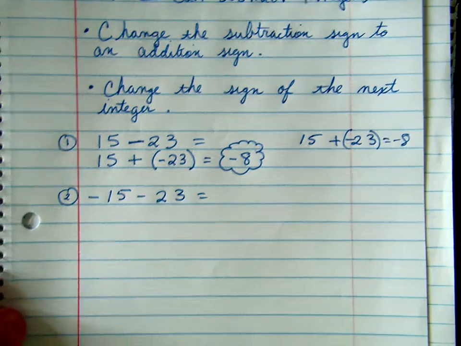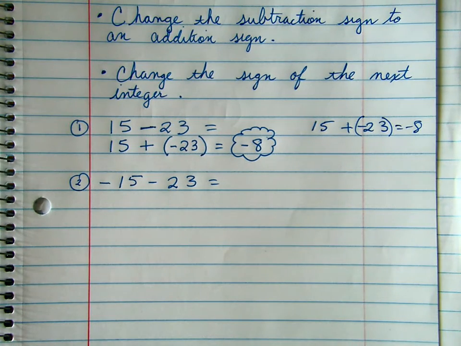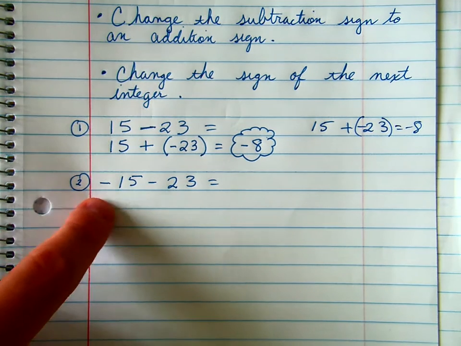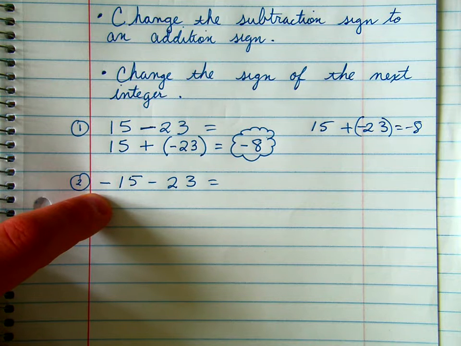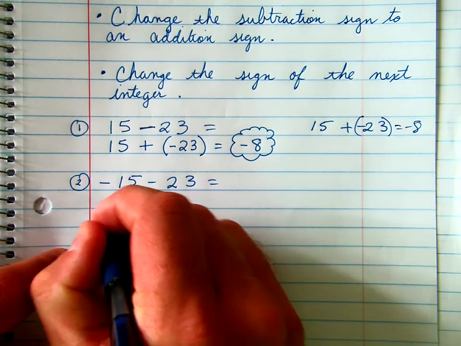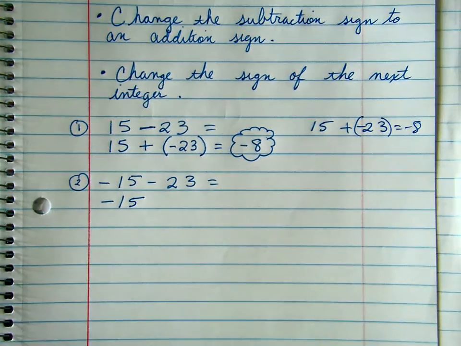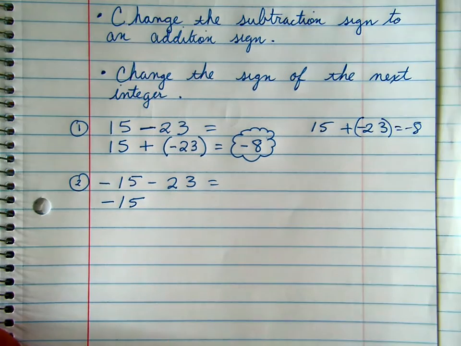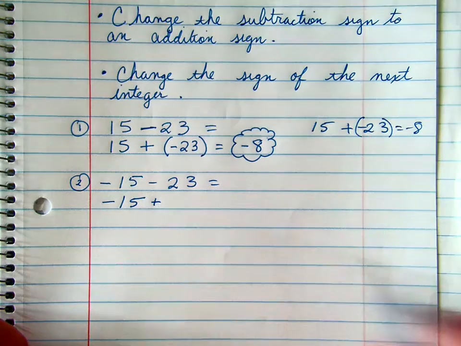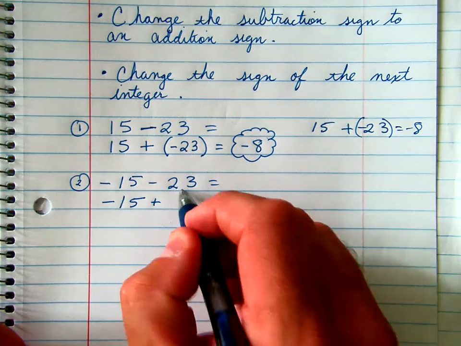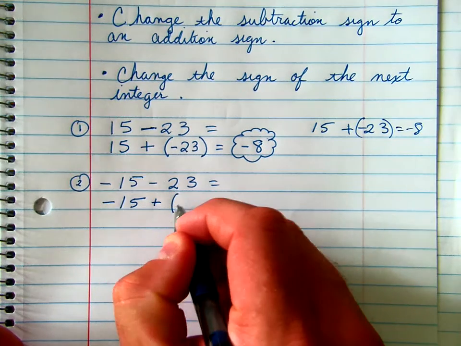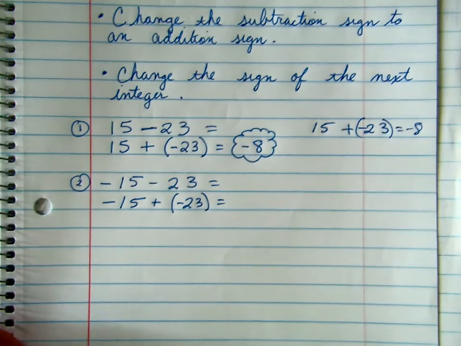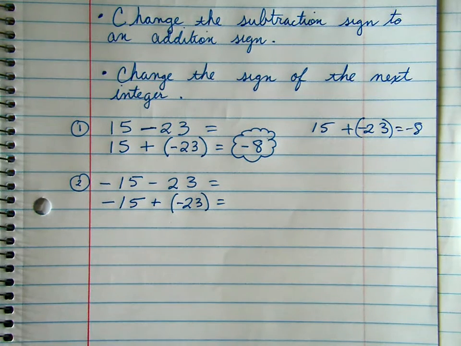All right, let's take a look at -15 minus 23. Well, this is a little bit different. Remember that the first number is permanent. We can't touch it. It's off limits. But I'm going to change this subtraction sign into an addition sign. I'm going to change the 23 into a -23. And now I'm just going to follow the rules of addition.